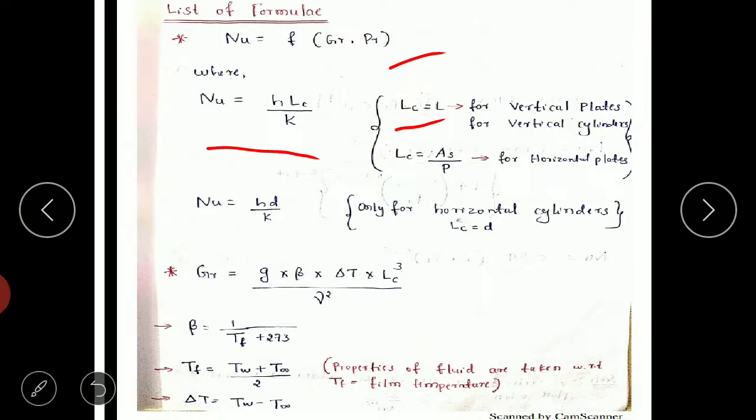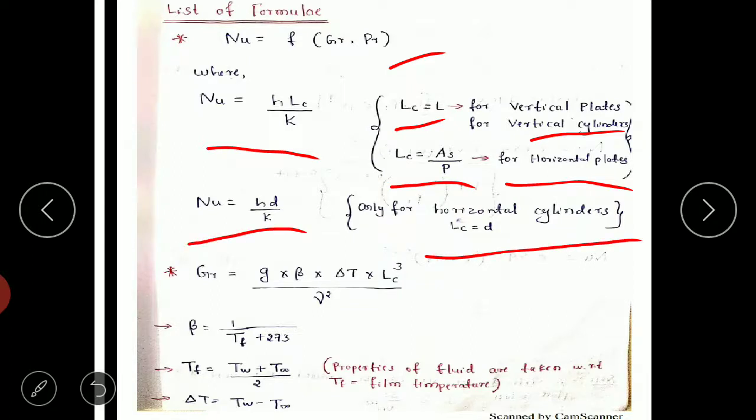Lc is equal to L, which is the height of the plate or height given in the problem for a vertical plate or vertical cylinder. So in general, we can say this is true for vertical surfaces. For a horizontal plate, we can take Lc equal to As by P, where As is the surface area and P is the perimeter. If it is a horizontal cylinder, then Lc is replaced by the diameter of the cylinder, D. So this is how we select characteristic length.